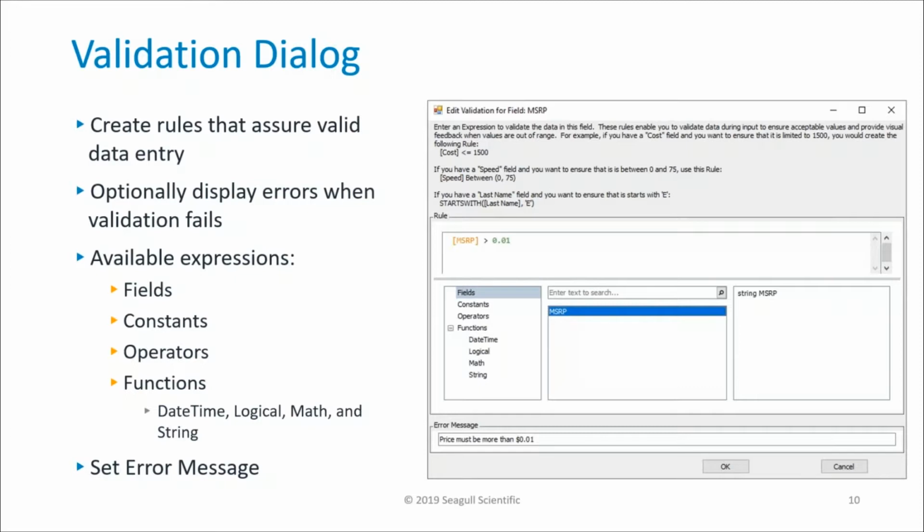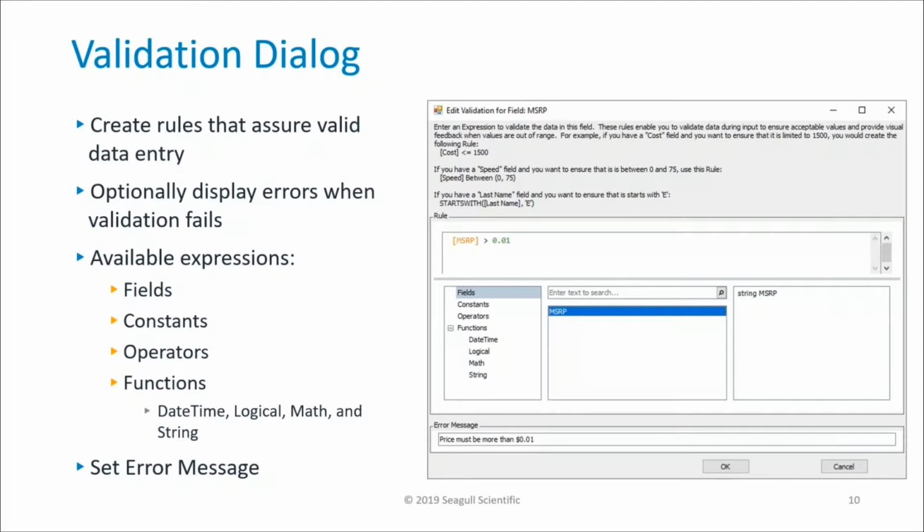And the way that it works is where you see where it says fields, constants, operators, and functions in the screenshot there, you can select those, and in the middle panel where you see MSRP highlighted, you can double click on that and it'll automatically populate that correct syntax for you under the rule dialog, which is more towards the middle of the screen. So here we just say that MSRP is greater than 0.01. And lastly, which we already covered, is we set the error messages.